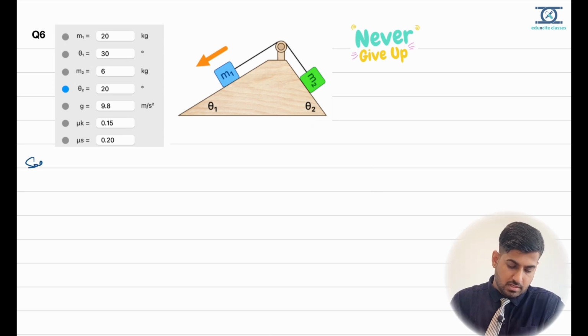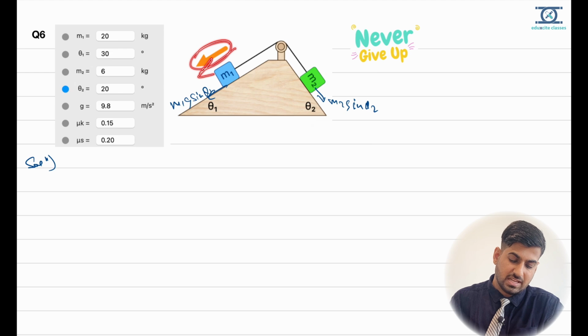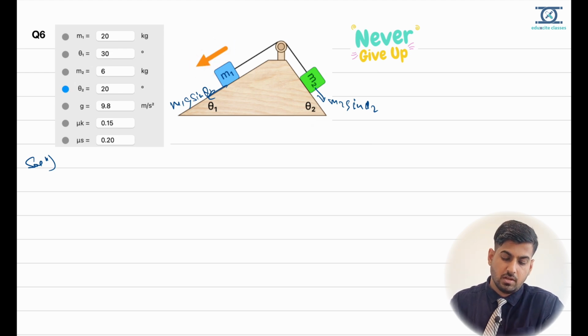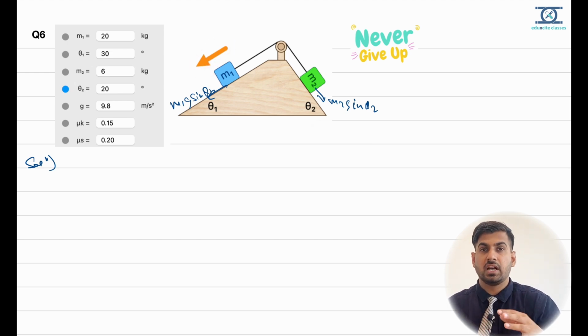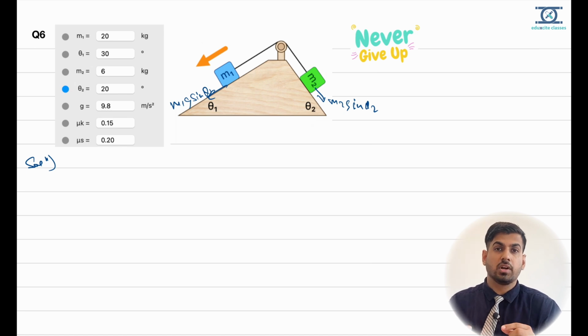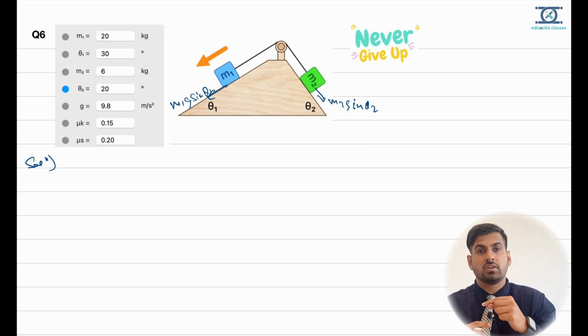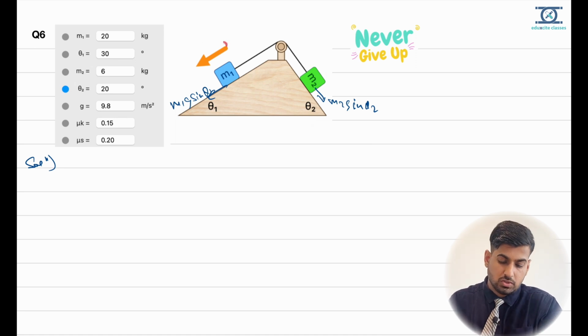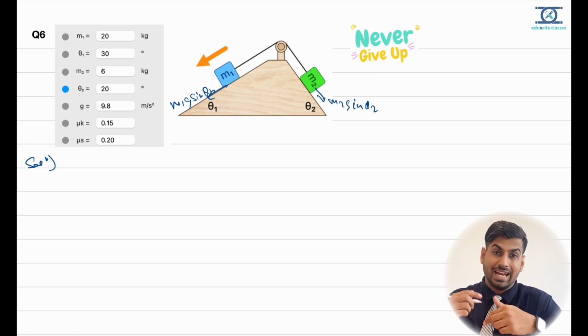Okay. Now in the same case, here it will be m2g sine theta 2. Here it will be m1g sine theta 1. Now in the given problem it is moving in this direction, but you can assume any direction. If the answer is coming in negative, it means that whatever direction we have considered, the actual direction is opposite, but the magnitude will remain the same. So don't worry about how to choose whether it is moving m1 side or m2 side. Even if I choose this side, I will get the answer in negative.